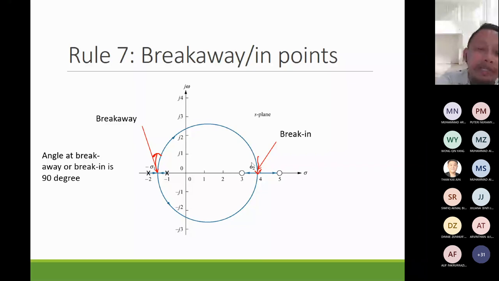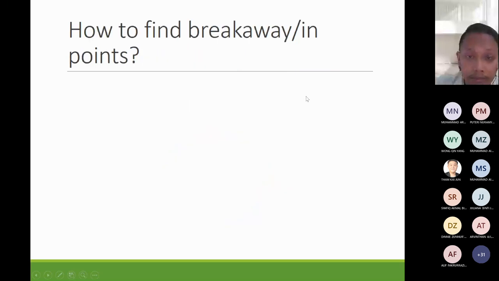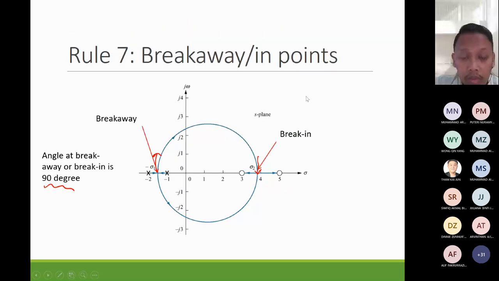The angle is always 90 degrees. They're going out at 90 degrees, and going in also at 90 degrees. There is a way to calculate it, there is a formula. This point is important because we want to know the shape later. For this example, why do we get a circle shape? The circle shape is because of these breakaway and break-in points.